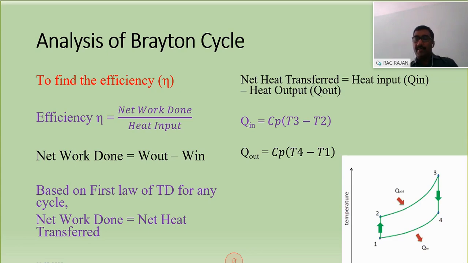Similarly, what is Q out? Q out is the heat rejected during the constant pressure process 4 to 1. 4 to 1 is a constant pressure process. There also the heat is equal to Cp into T4 minus T1.